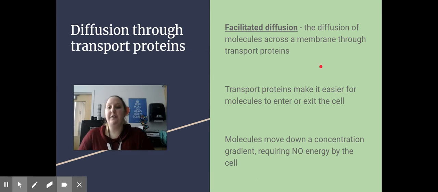Molecules can also diffuse through transport proteins. This is called facilitated diffusion. This is the diffusion of molecules across a membrane through transport proteins. Transport proteins make it easier for molecules to enter and exit the cell. Molecules move down their concentration gradient still through diffusion. It's still a passive transport, so there is no energy input from the cell.